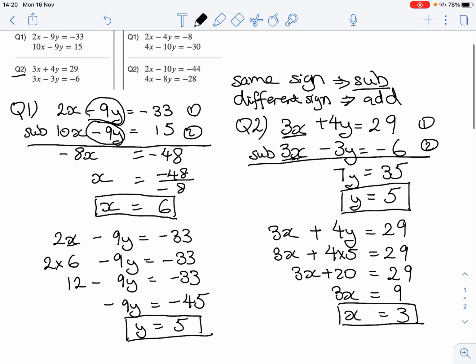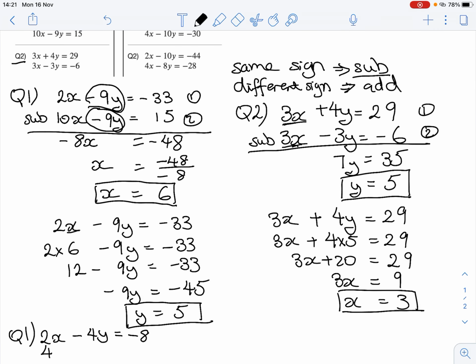For the next question, we have 2x minus 4y equals minus 8, and 4x minus 10y equals minus 13. This is more complicated because we can't get rid of one variable straight away: we don't have the same number of x in both equations or the same number of y in both equations. So we're going to call the first one equation 1 and the second equation 2.